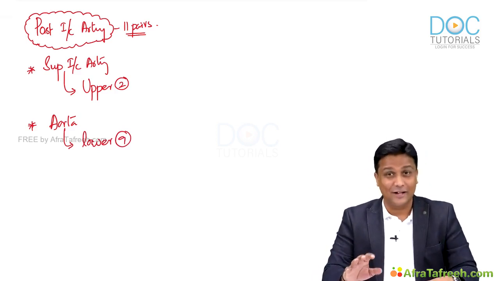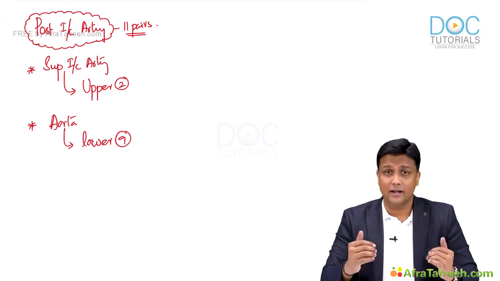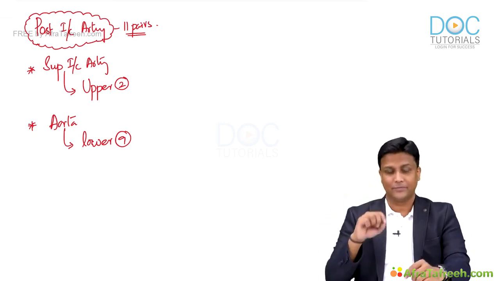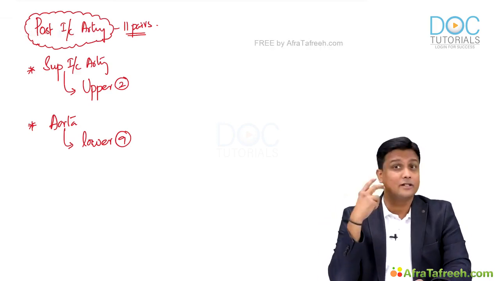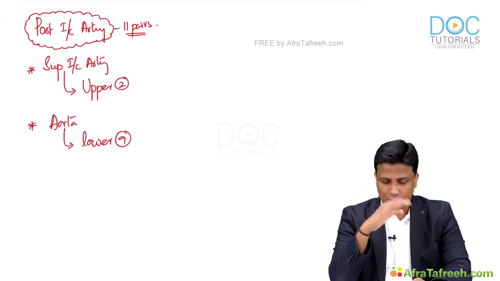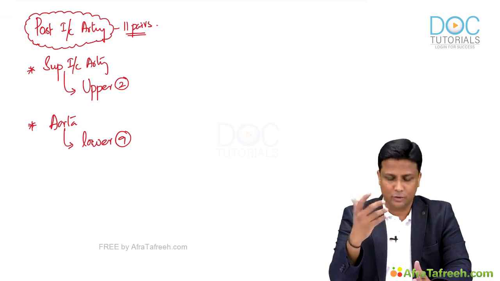I hope you're now getting it. It's so simple. It's not at all a difficult topic. You can just learn now along with me. So in total, how many posterior intercostal arteries do you have? 11 pairs, and out of that 11 pairs, upper 2 are given by superior intercostal artery, whereas the lower 9 will be given by aorta. That's all. 9 plus 2, totally 11.